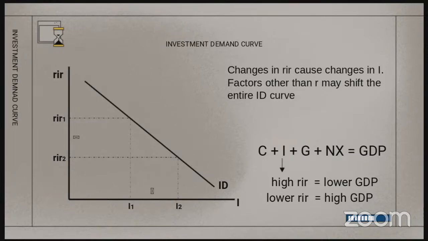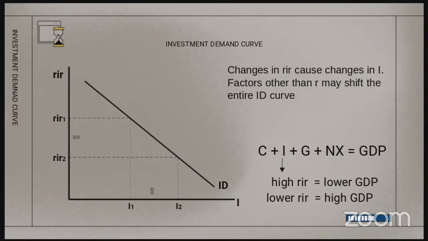Factors other than R may shift the entire ID curve. And once again, remember that this I is in the C plus I plus G plus NX equals GDP formula, the expenditure approach to calculating GDP. What this means is that when we have higher interest rates, investment spending is going to tend to be lower, so that means the capital I is lower and real GDP is lower.